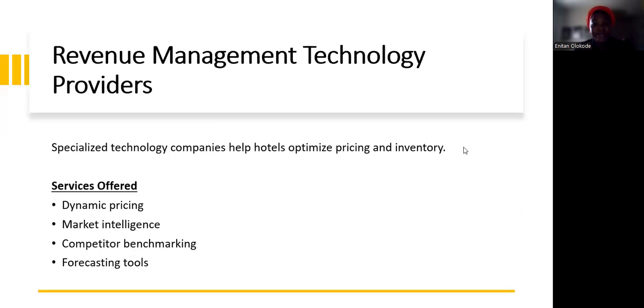Now, revenue management technology providers. This set of companies specializes in helping hotels maximize or optimize their pricing and inventory. They've played a significant role in hospitality distribution. These companies offer tools like dynamic pricing, market intelligence, demand forecasting, and competitor benchmarking.